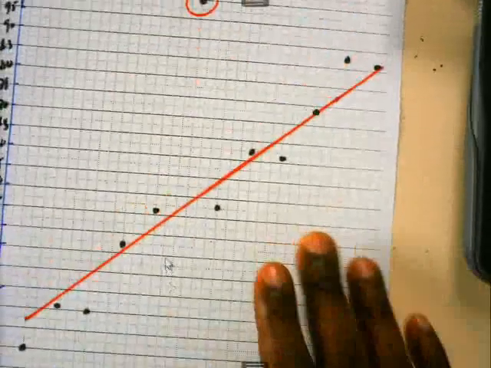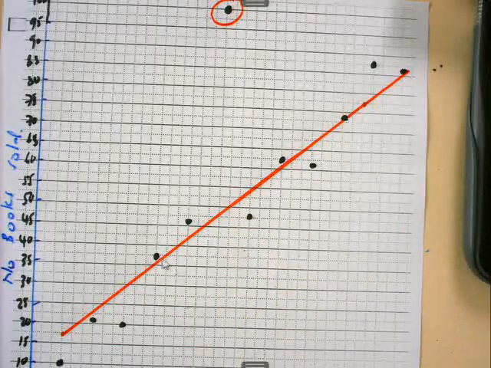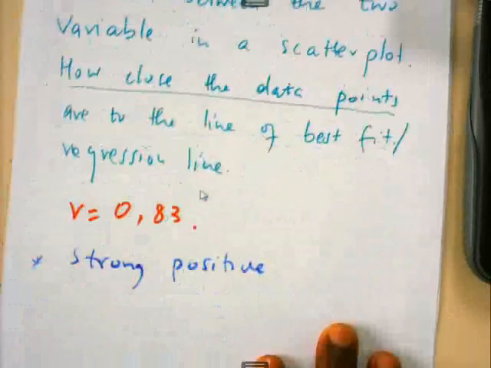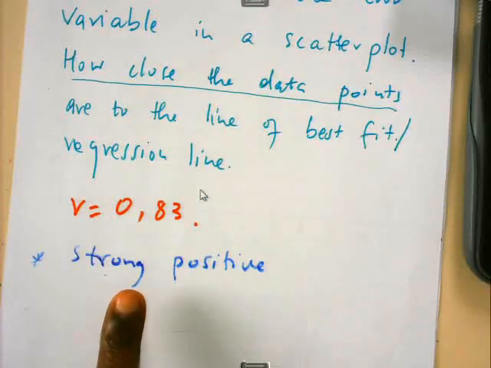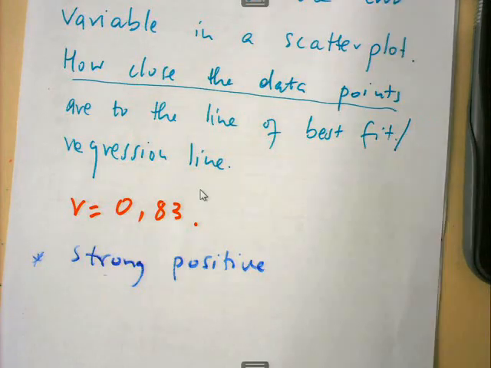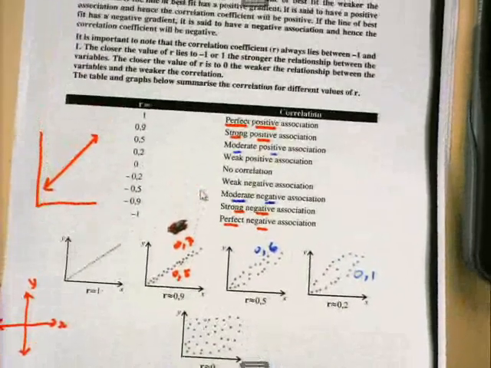Remember the one that we're drawing, all of us, this one. We have the line. Now from the line, we checked for R, the correlation coefficient. We are able to explain the correlation coefficient as strong positive in this case, based on the notes we have there that explain the correlation coefficient.